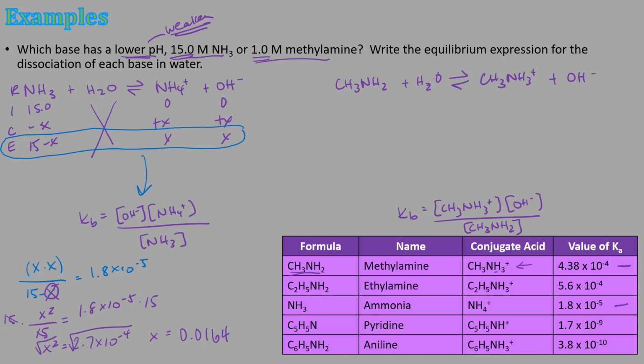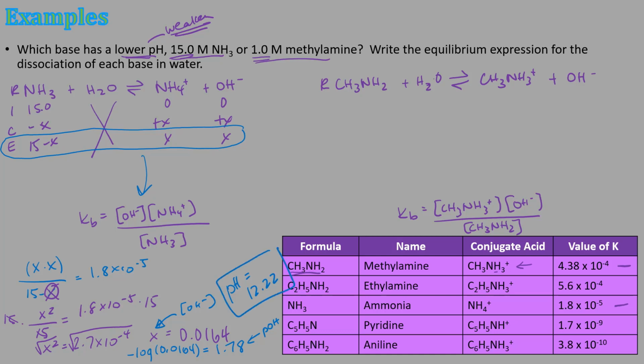And then I'm looking at pH. Remember, x here is not hydronium, it's hydroxide. So if I take the negative log of this, that's my pOH. The negative log of 0.0164 is equal to 1.78. So that's the pOH. I subtract that from 14 and I end up getting my pH is equal to 12.22.